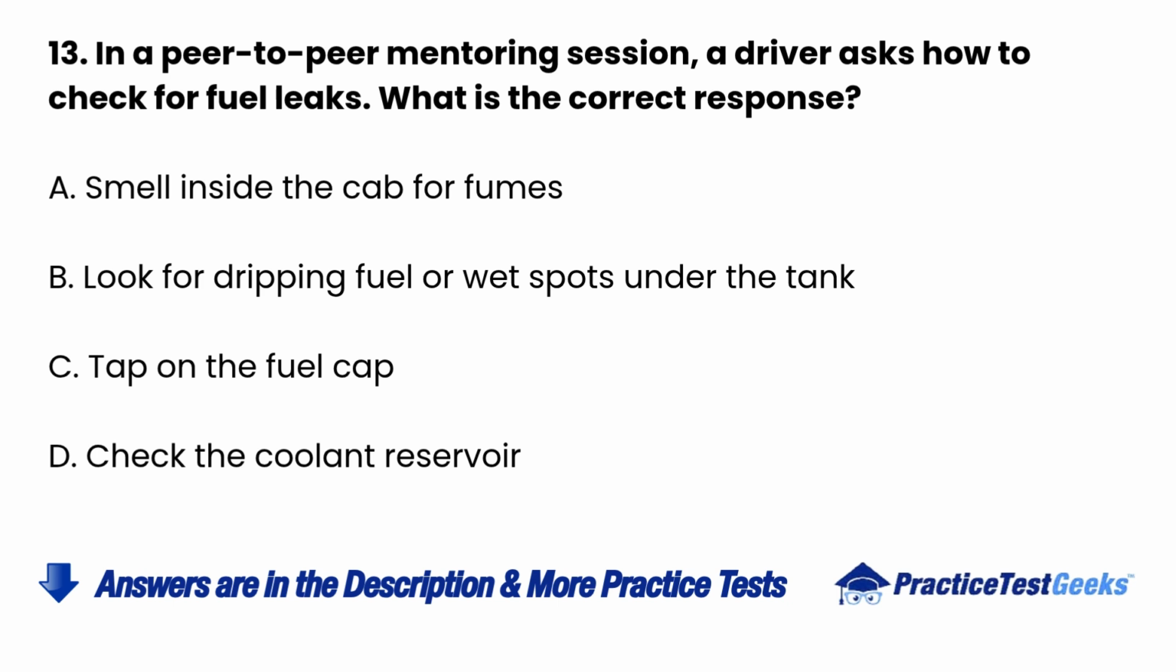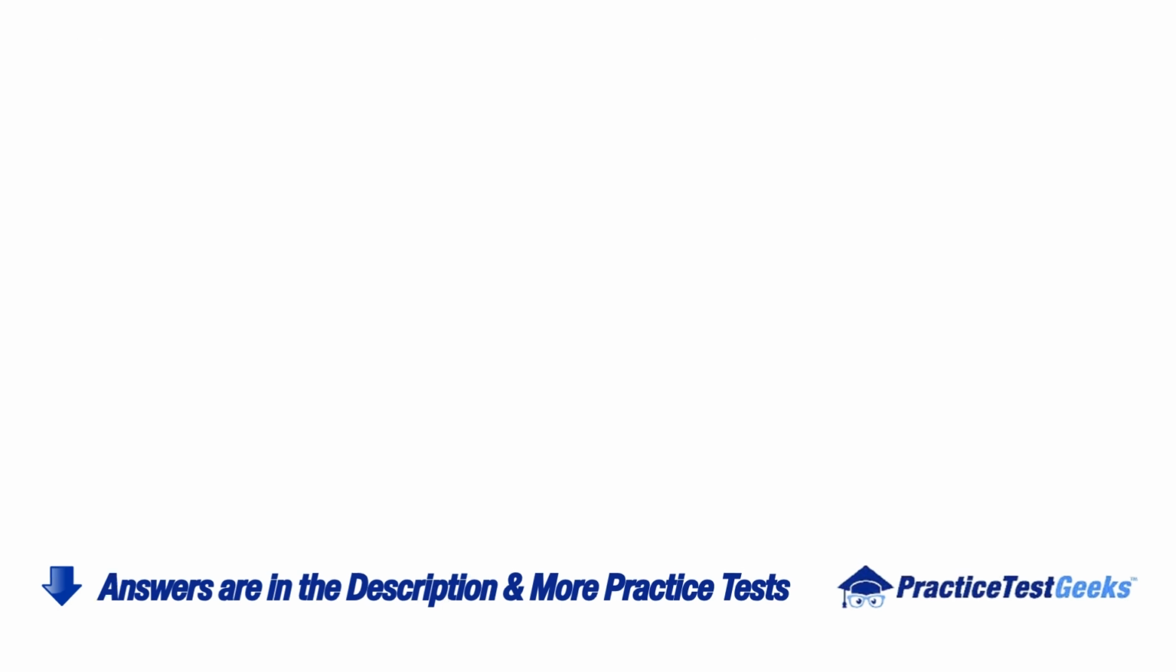13. In a peer-to-peer mentoring session, a driver asks how to check for fuel leaks. What is the correct response? A. Smell inside the cab for fumes. B. Look for dripping fuel or wet spots under the tank. C. Tap on the fuel cap. D. Check the coolant reservoir.